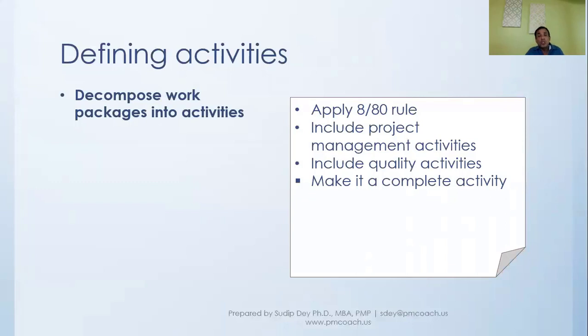We also should ensure that the activities that we identify are complete activities. In other words, it should not be half. For example, this particular activity should be able to deliver something, however small it is. For example, if you are painting a room, you don't say one activity is painting half the room, another activity is painting the other half of the room. It has to be a complete activity.